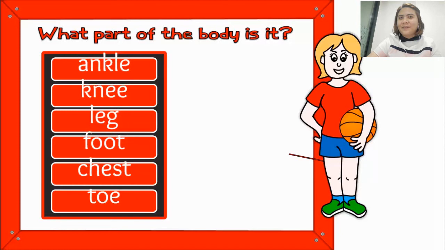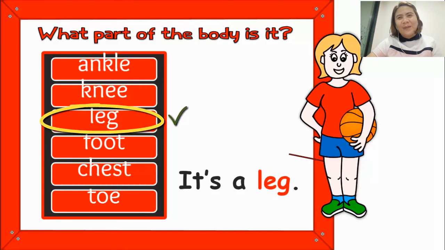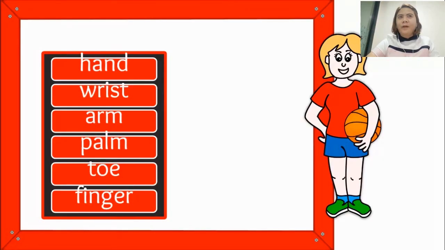Do you know the answer? Let's see if you are correct. Ready? The answer is leg. Very good. You're doing better. Keep it up. So the part of the body that the arrow is pointing to is a leg. That's right, L-E-G, leg. Okay, another one.